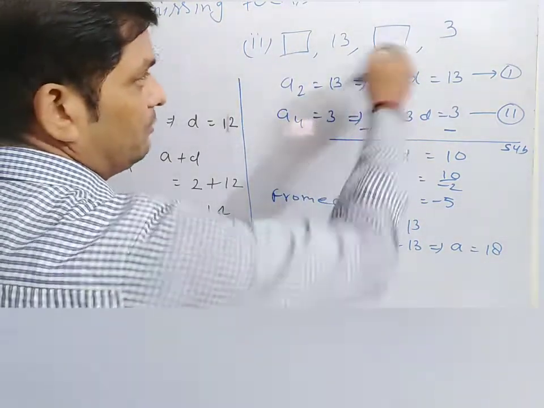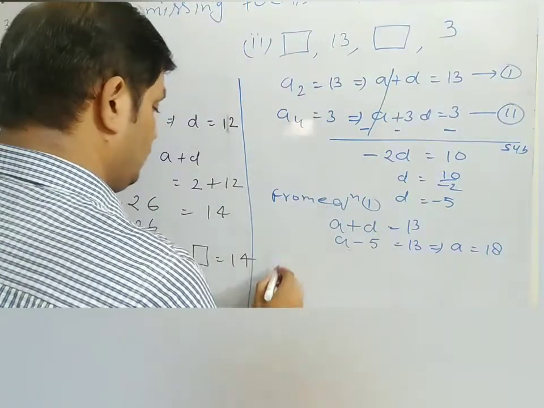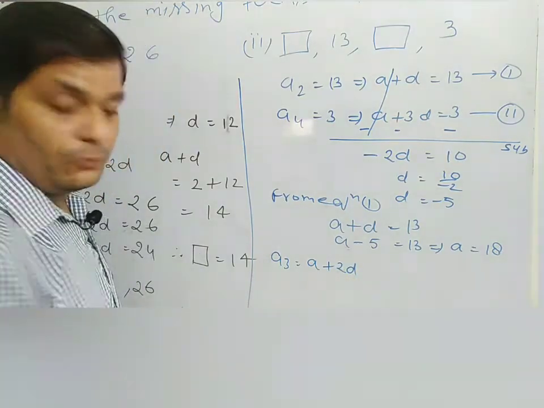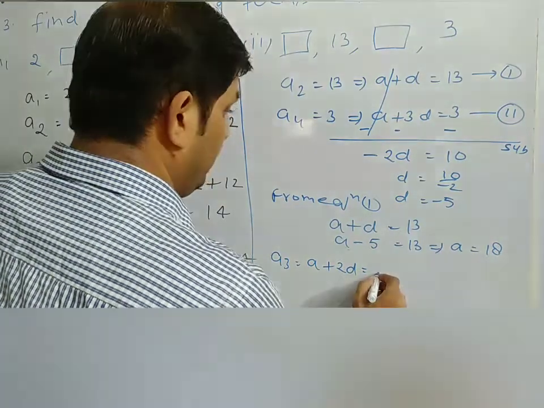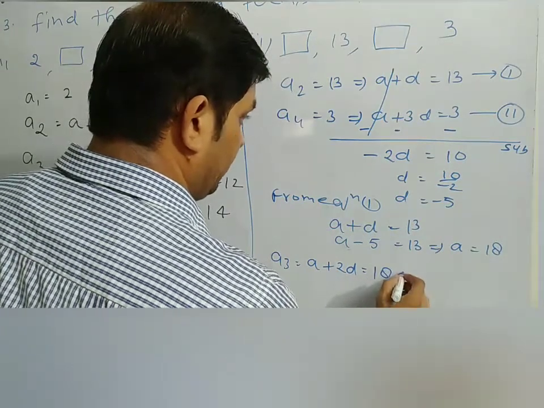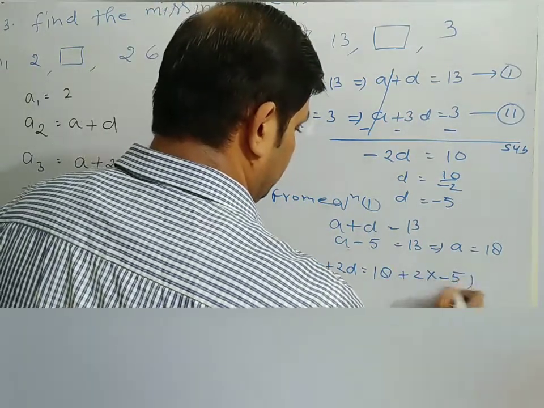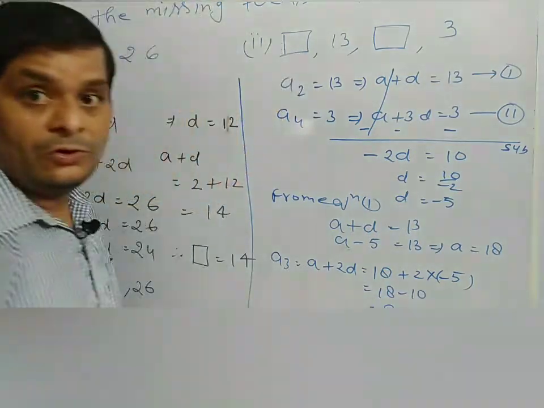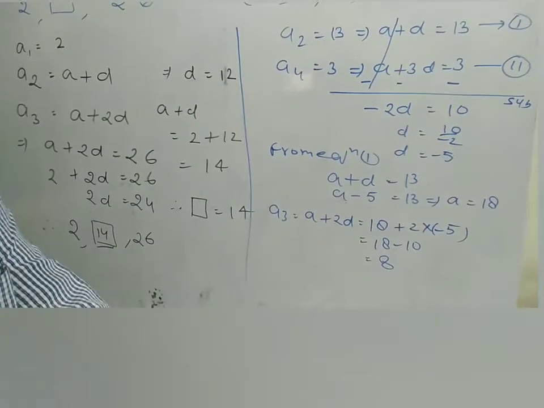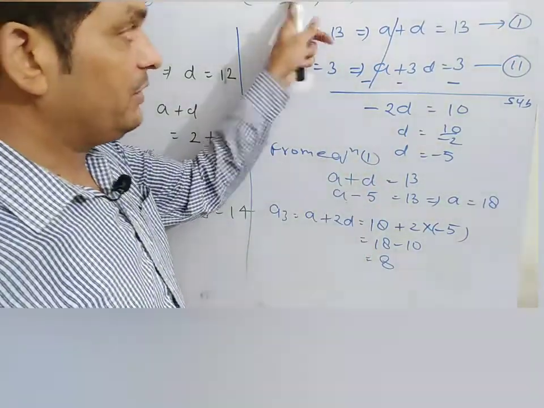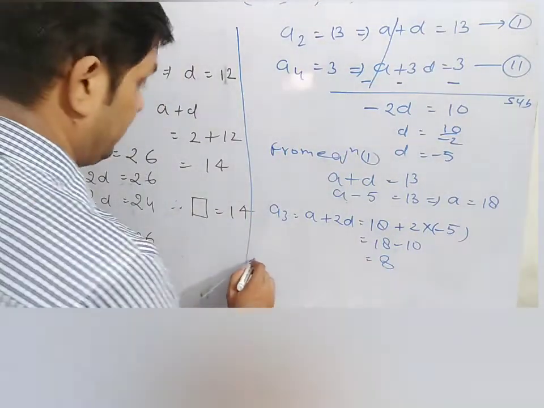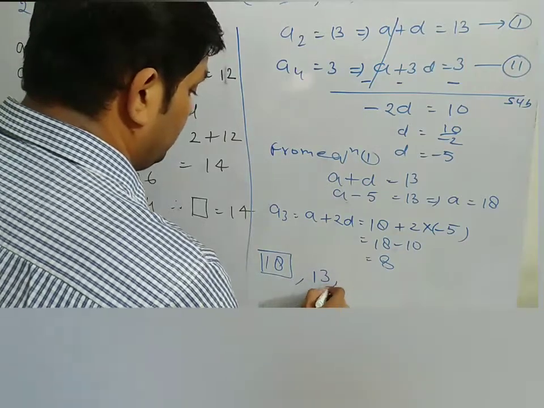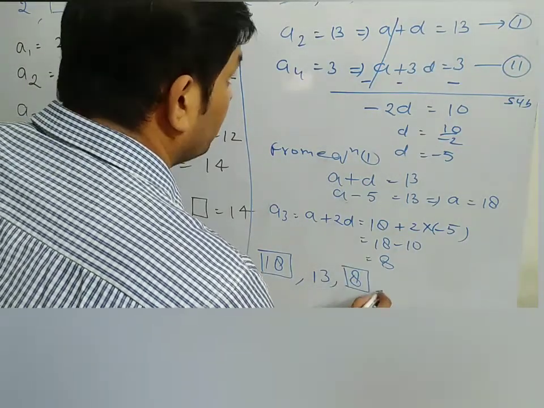Now what will be the value of this one? It is the third box, third term. So A3 is equal to A plus 2D. So we can write A is 18, D plus 2 into minus 5. So 18 minus 10, we got 8. So you can say this box is equal to 18 and this box is equal to 8. So we can write 18 in the first box, 13, 8 in the second box, and 3.